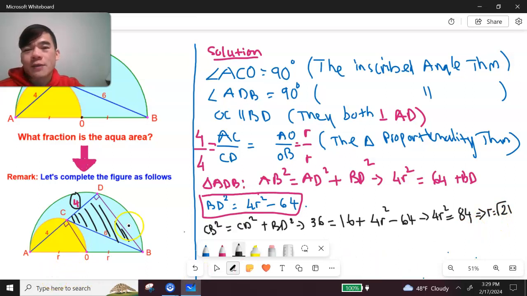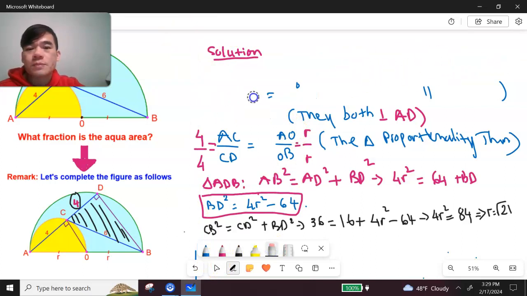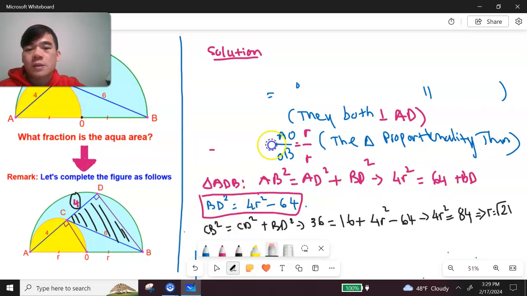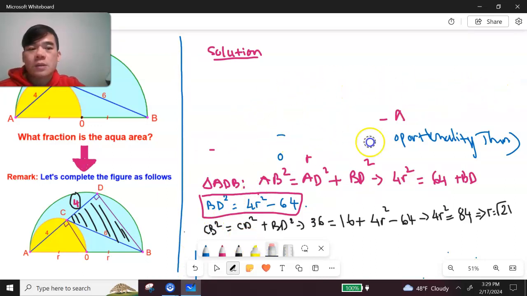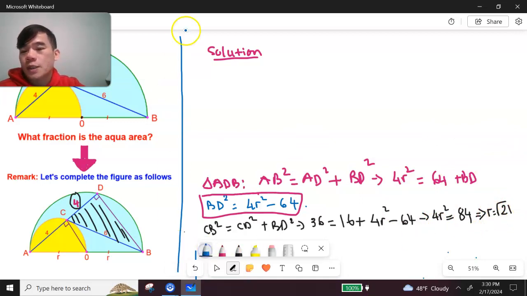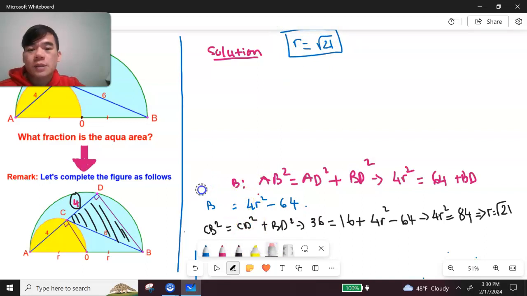All right, now we just calculate the areas. So let me erase the top. We should have a light right here. So I write over here, radius equals square root of 21. All right, so I erase everything.